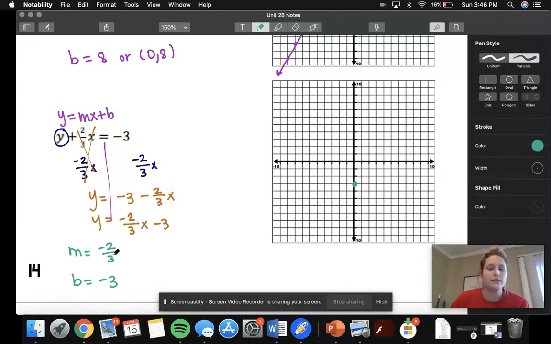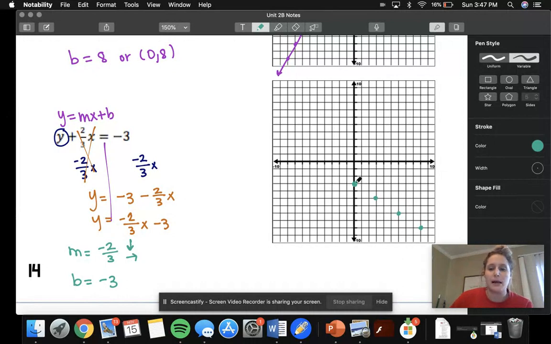My slope is -2/3. So I'm going to go down 2 because the rise is -2, and then I'm going to go right 3 because the run is a +3. So I'm going to begin. I'm going to go down 2, right 3, down 2, right 3, down 2, right 3.